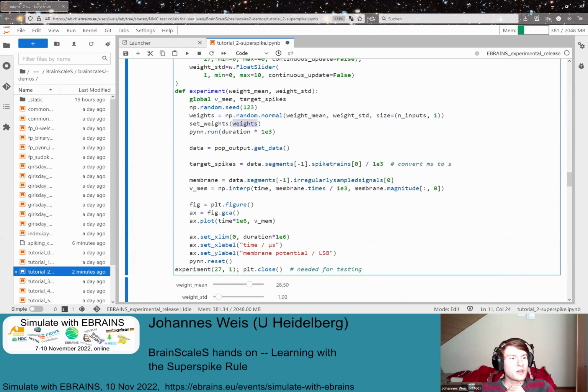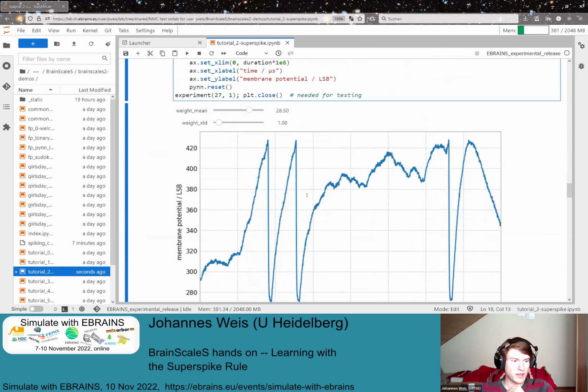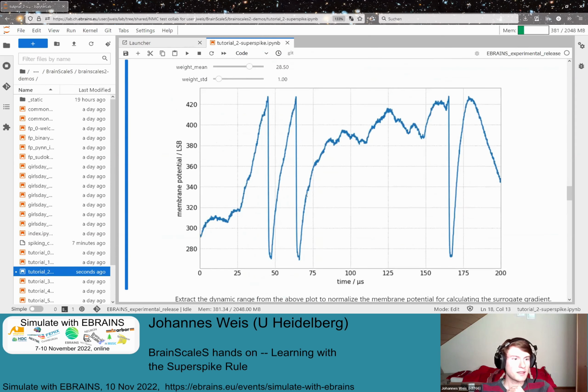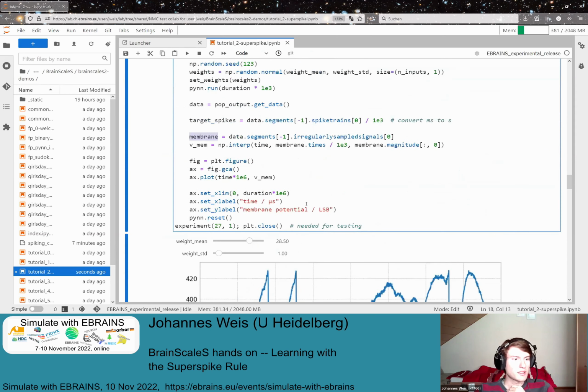And then we read back the data from the experiment. Mainly, we want to extract the membrane trace here that is sampled by the fast analog ADC. That's why we have this good time resolution here on the trace. And we simply plot it.